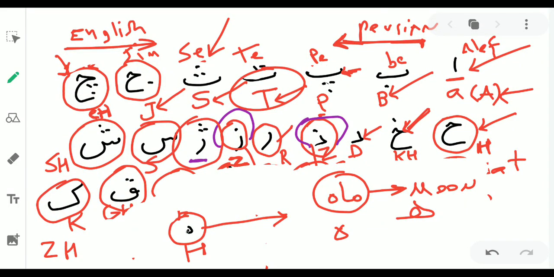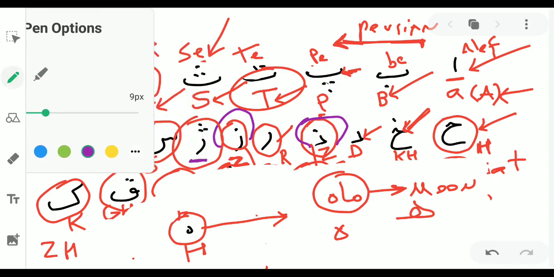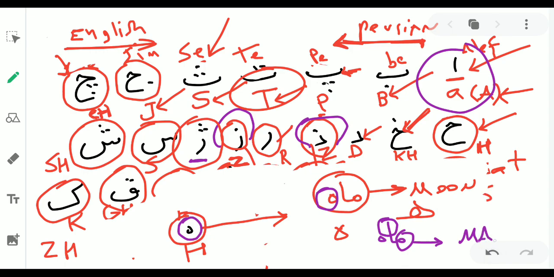This letter of the alphabet is represented, I'll use a different color, right here: Mah, which is moon. This one is Mim, which is M. This one is Aleph, which we discussed here, which is A. And then this one is the H here. So Mah, which is moon.